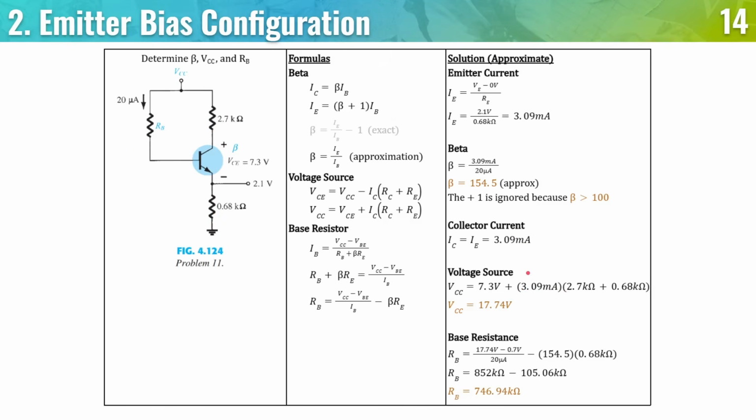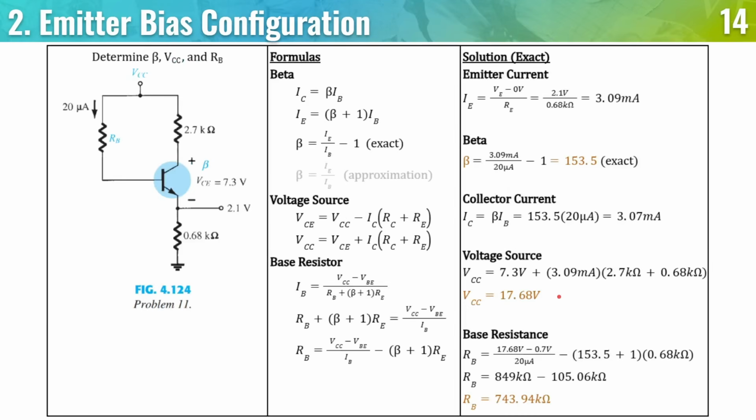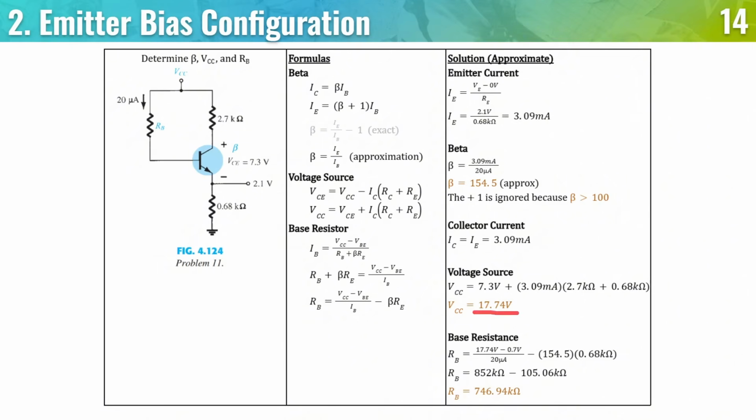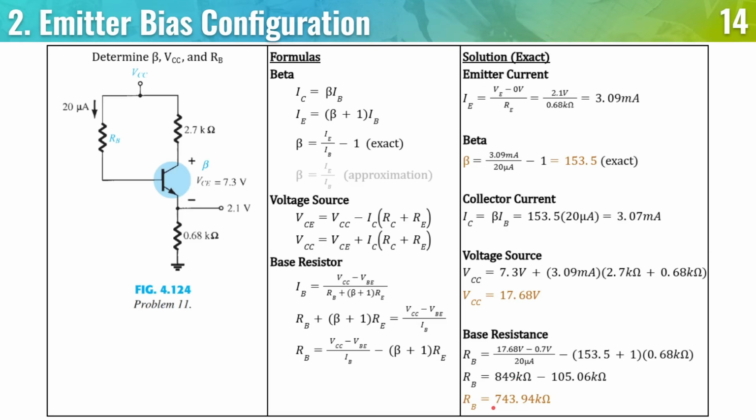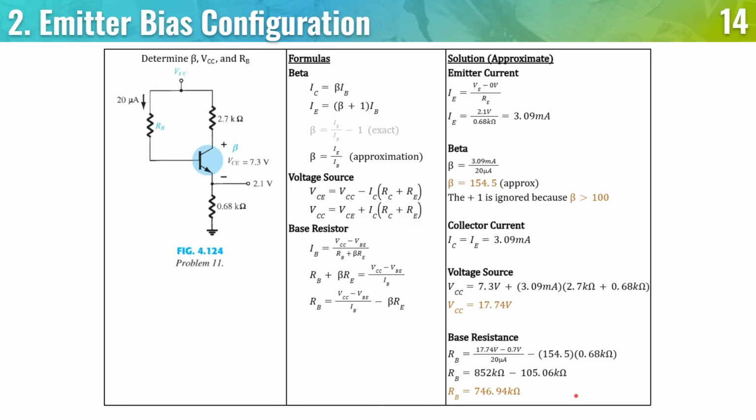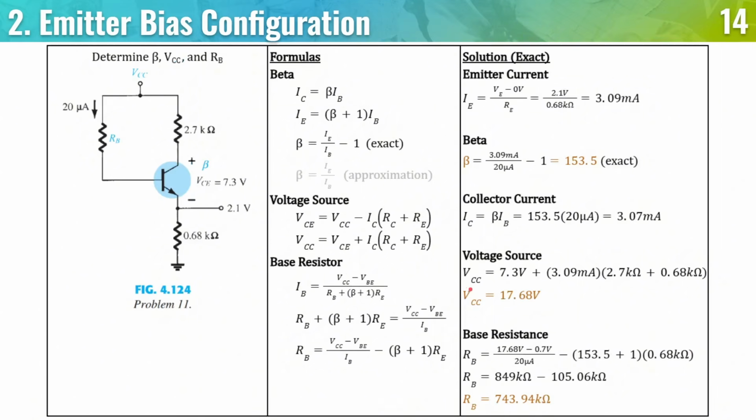So because of that assumption, their answer is slightly higher than ours. It's 17.74. Because the voltage source is higher, their base resistor is also higher. So again, refer to your textbook and your lecturer's instructions for this one. But for my schoolmates, I recommend using it this way.